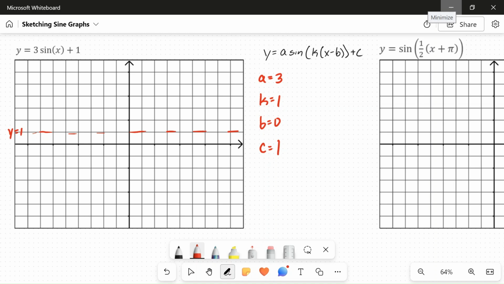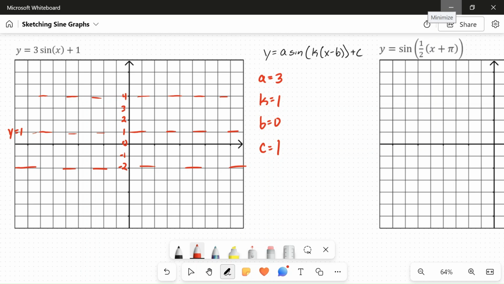Then our amplitude tells us how far above the midline and how far below the midline we're going to be. If we have an amplitude of 3, we're going to go 3 units up. We're at 1, so we go up 3 units: 2, 3, and 4. So the top of my graph has to be at y equals 4. If we go down 3, that's 0, -1, and -2. So the bottom of the graph is at -2. My graph is centered at y equals 1, it goes up to 4, and it goes down to -2.